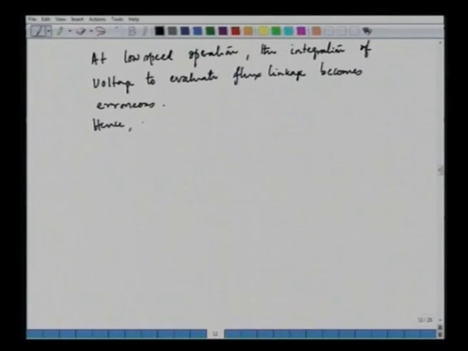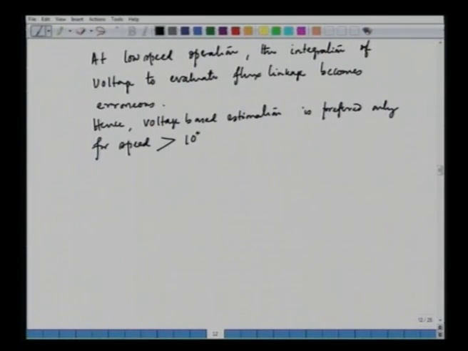Hence, voltage based estimation is preferred only for speed greater than 10% of the base speed. So, this is basically the limitation of the voltage based method.